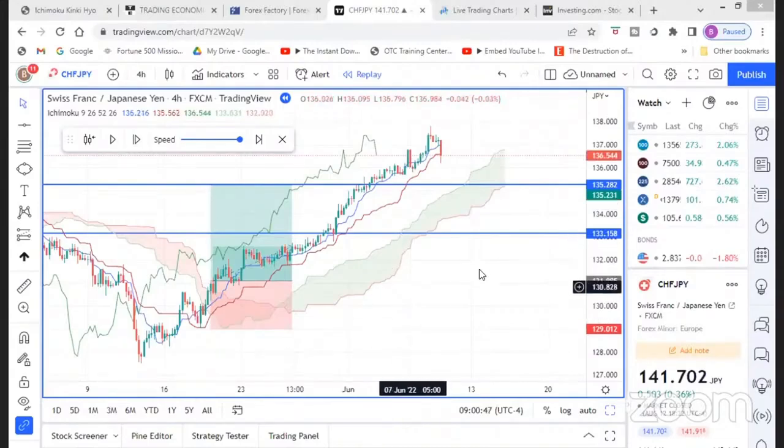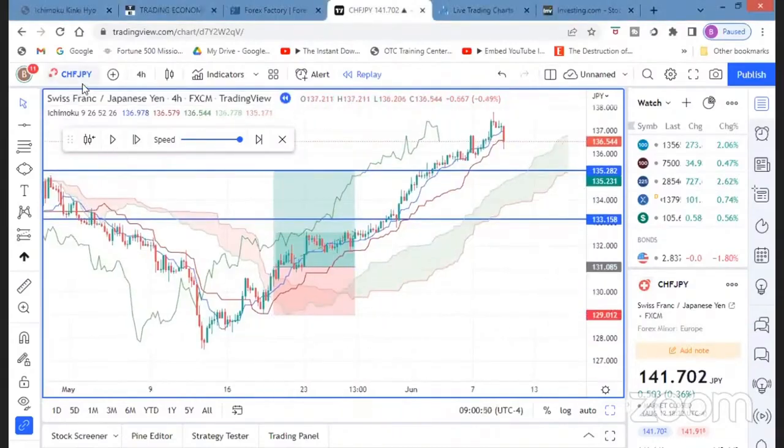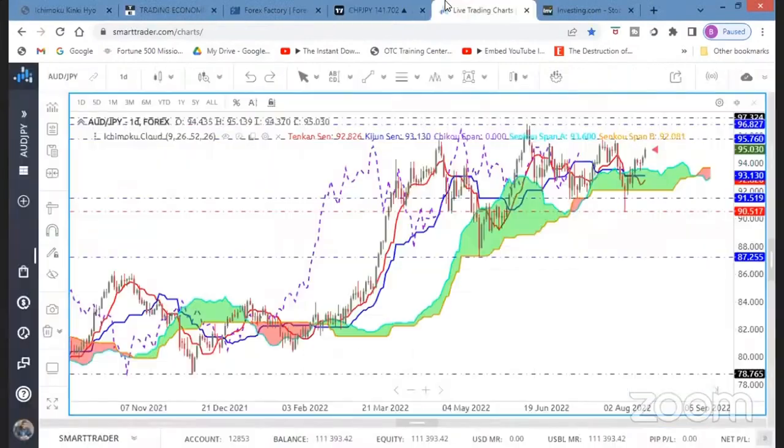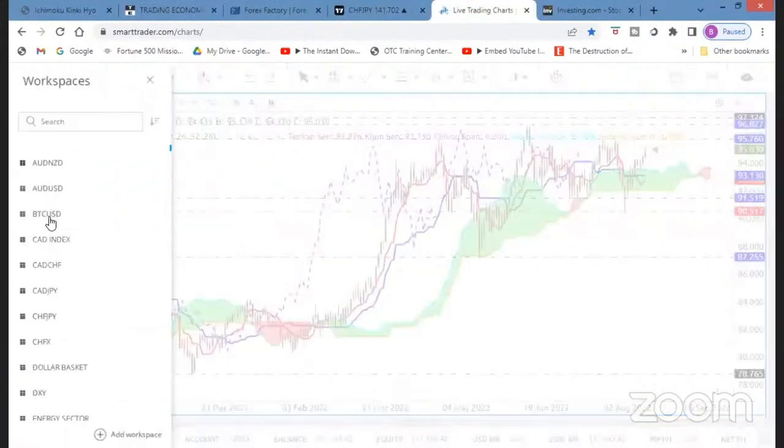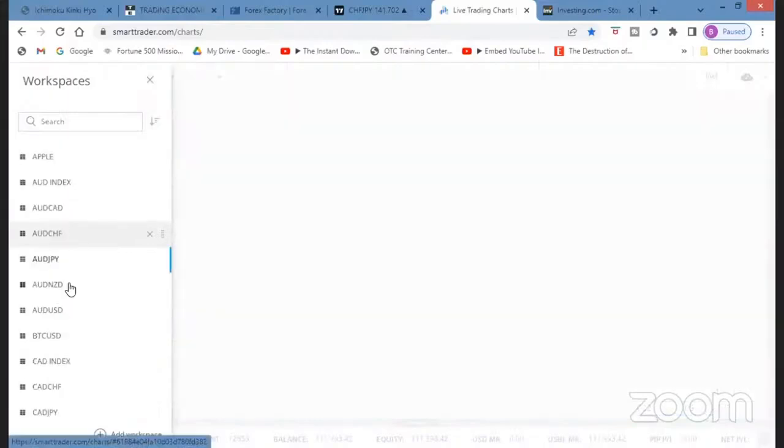If you go to Smart Trader and pull up this Swiss yen. Which time frame? Go to the one for me.